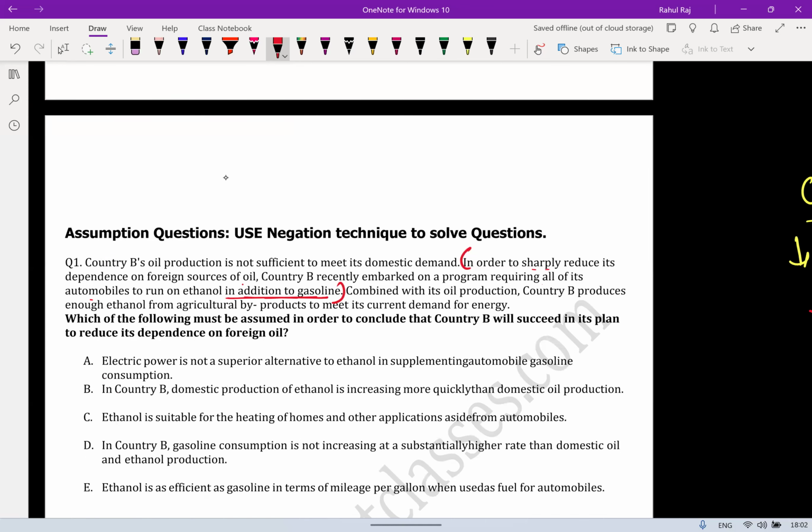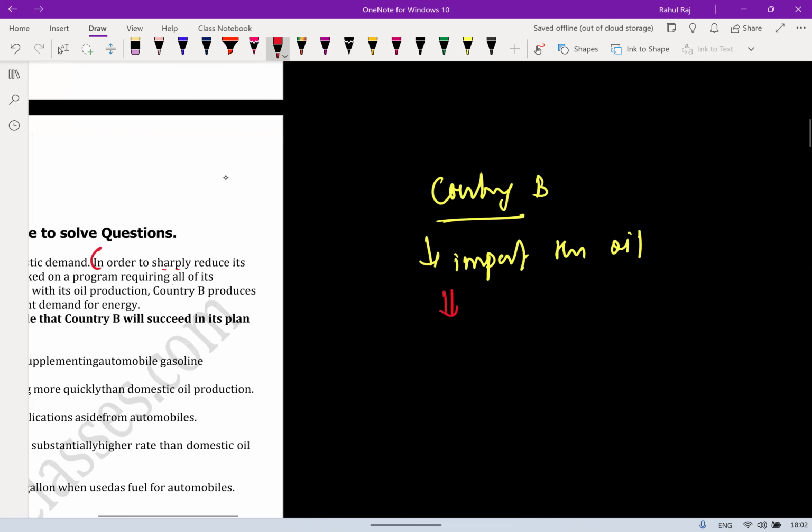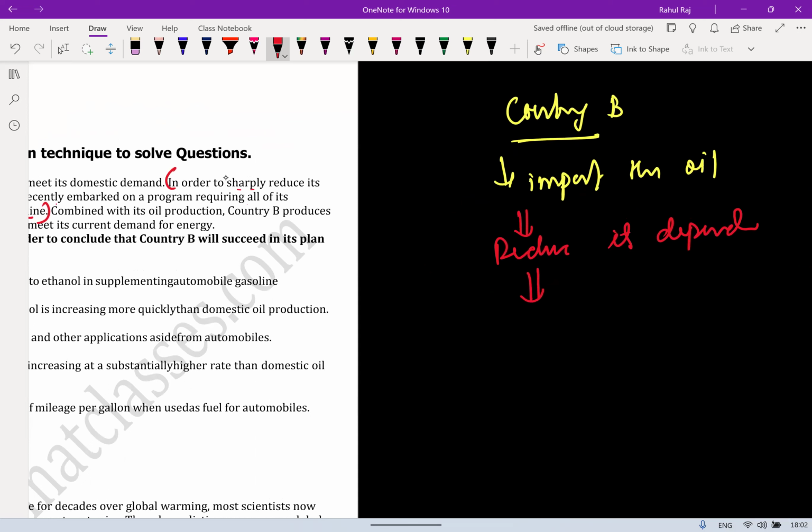So in order to sharply reduce the dependence on foreign source of oil, the country recently embarked. So now what they want to do, they want to reduce its dependence. And how are they planning to reduce the dependence? They have formed some alternate source of fuel called ethanol.